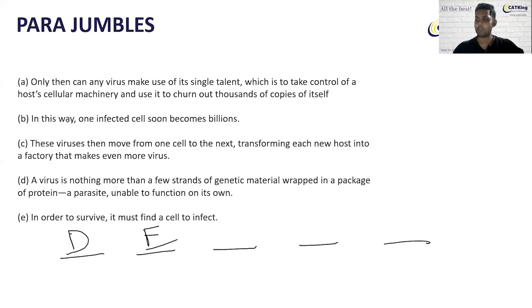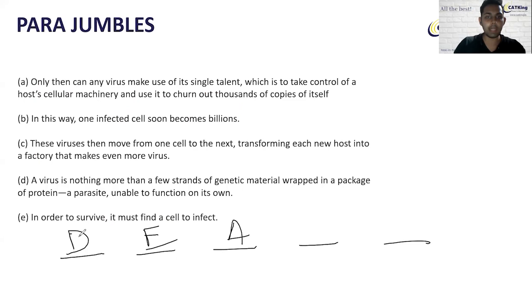Okay. So now we have an understanding of this. In order to survive, it must find a cell to infect. Now in these three, let's start with A. Only then can any virus make use of its single talent, which is to take control of a host cellular machinery and use it to churn out thousands of copies of itself. Okay. After surviving, what does it do? It is answered in A.